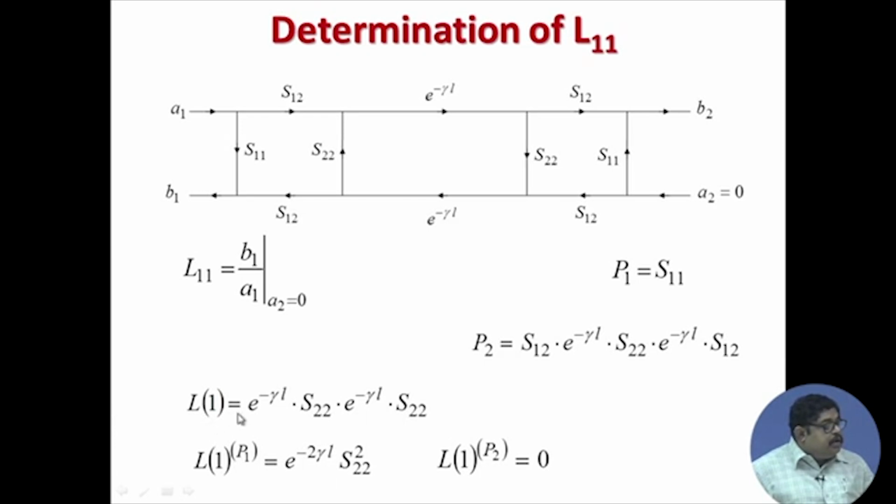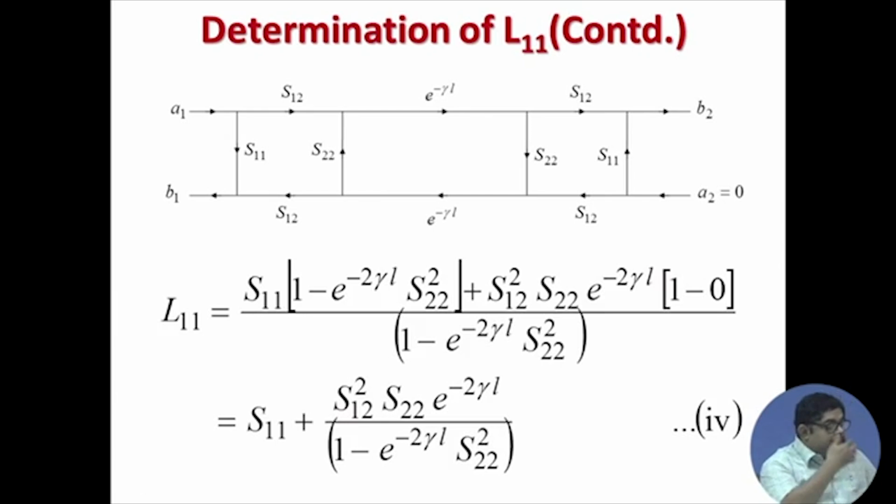Okay. Now, L1, is it touching with P1? This loop is not touching with P1. So, L1 P1 value will be this loop value, that is e to the power minus 2 gamma L into S22 square. Now, L1 P2, but L1 P2 is this and this is the loop. So, they are touching. So, L1 P2 is also 0. Now, we can put the values, it will be something like this. That gives us the fourth equation.